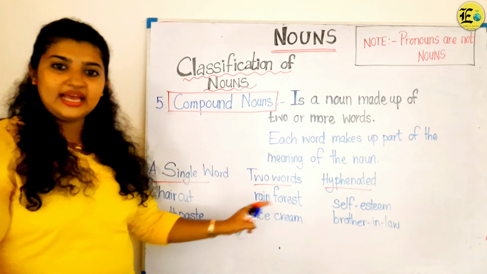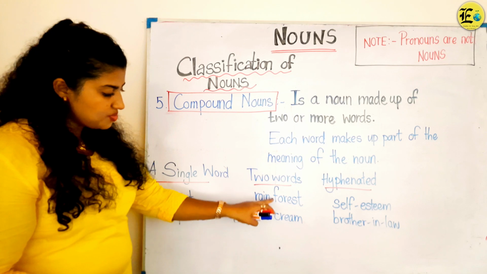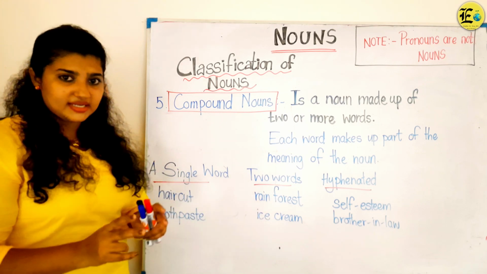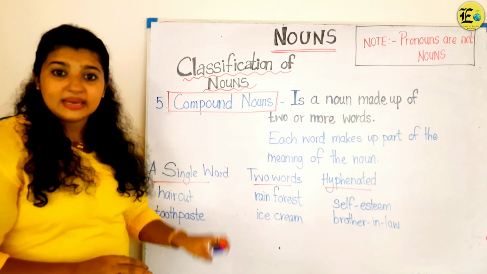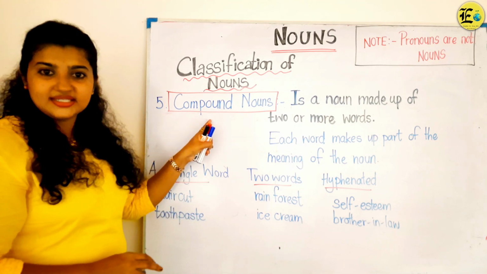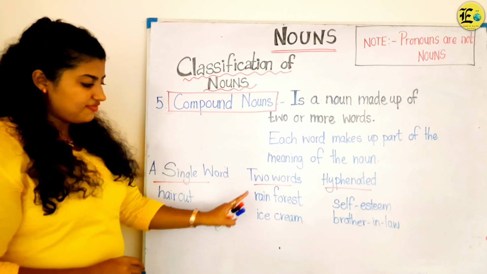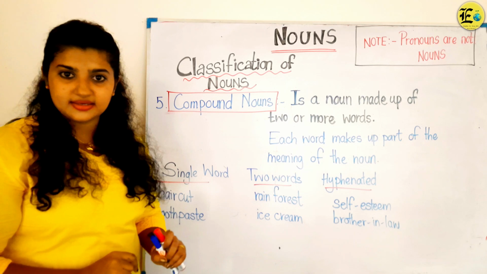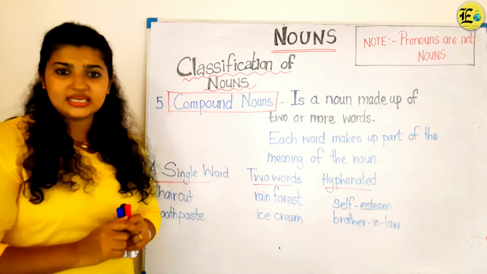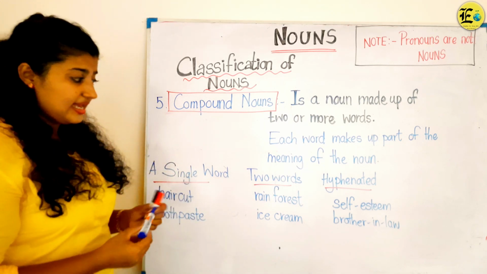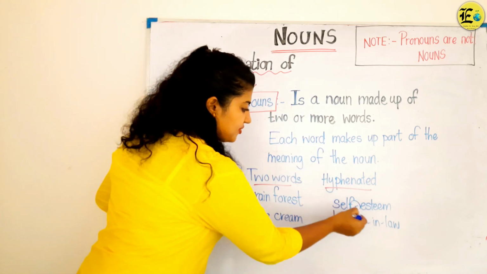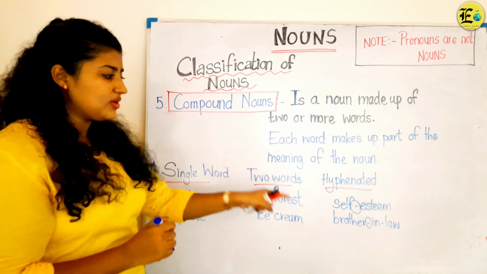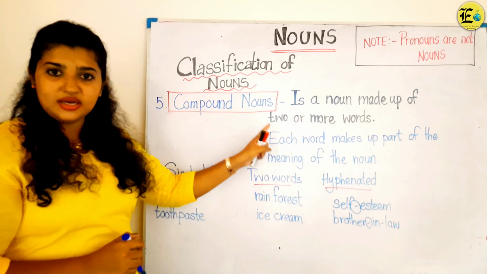Two words, rain and forest. Now you can see there is a small space between these 2 words. They're not joined together, but they are kept as 2 words, and still they are categorized under compound nouns. Rainforest and ice cream. The final category is hyphenated. In there you can see a small change because we have added a hyphen. Because of this hyphen, we call it the hyphenated compound nouns.